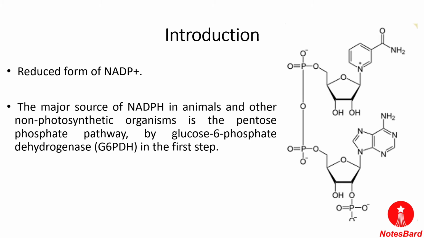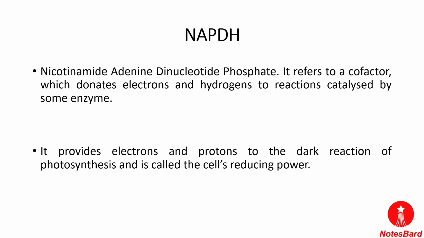Let's get started. Now, as I have told that this is a reduced form of NAD+, the major source of NADPH in animals and other non-photosynthetic organisms is the pentose phosphate pathway, by glucose-6-phosphate dehydrogenase in the first step. Now, this is the structure of NADP+, the molecule which has been represented here in the form of the structure. Now next, the full form has been already told to you.